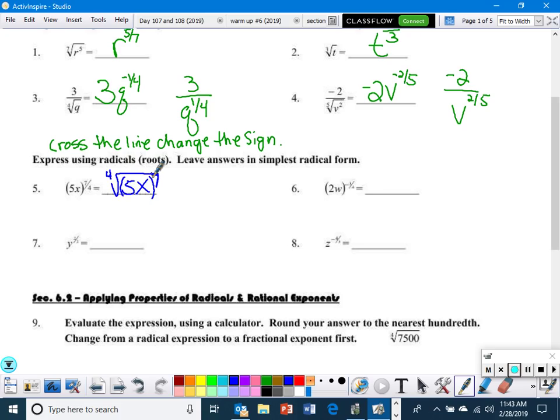So let me make that 7 a different color so we can see it a little better. So the 7 is right there. All right? Let me rewrite that again. So we've got the 4th root of 5x to the 7th. All right.